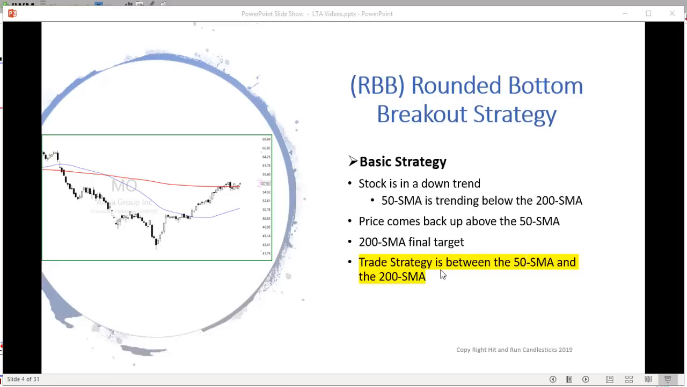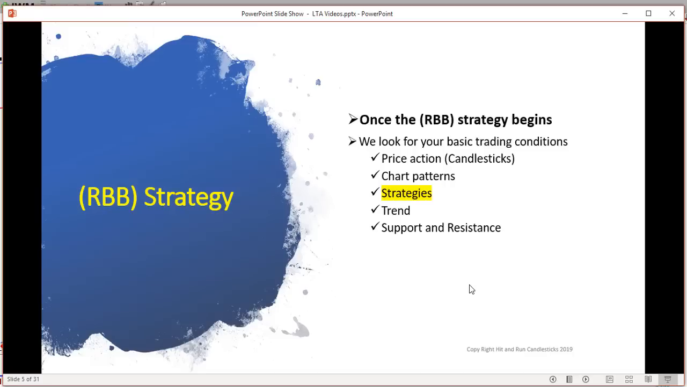And again, the strategy is simply between the 50-day simple and the 200-day simple. So once the RBB strategy begins, we look for basic trading conditions. And I sat for quite some time making a list, and I came up with a whole bunch of different things. Whenever we're talking on the mic here or in the trading room, we can come up with a lot of different things you might want to look at in a trade.